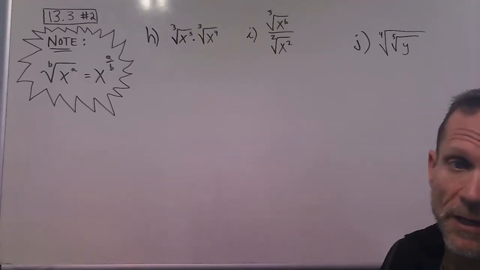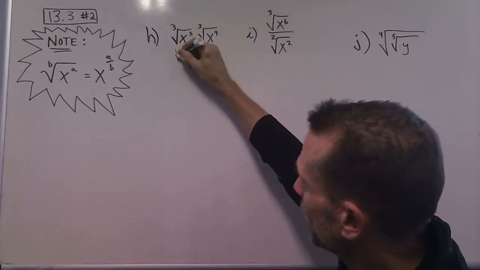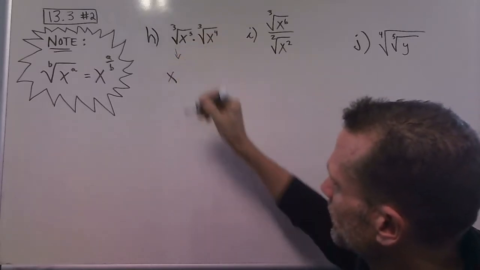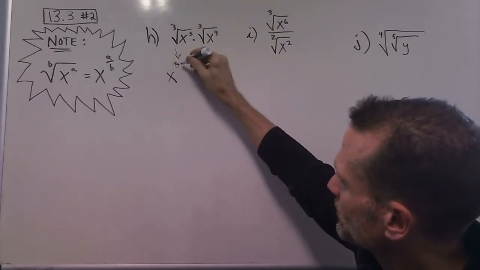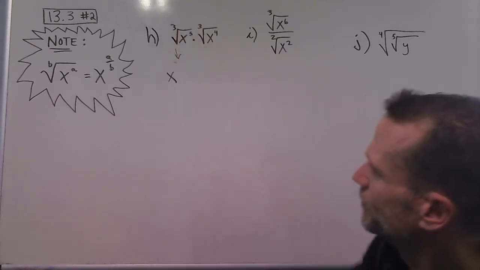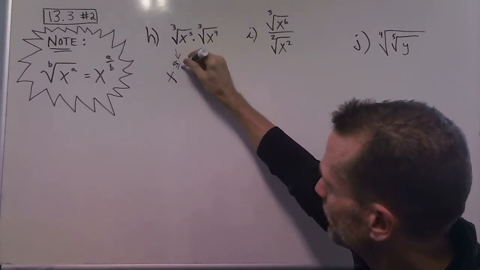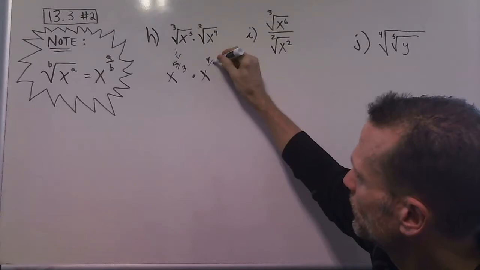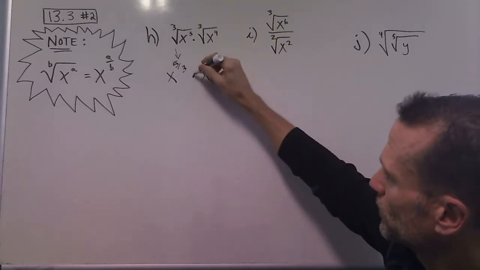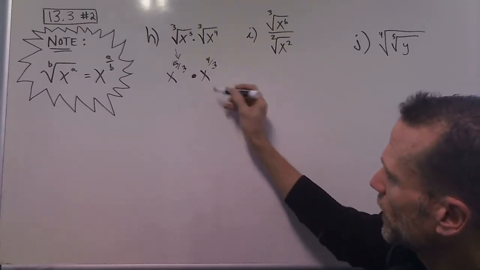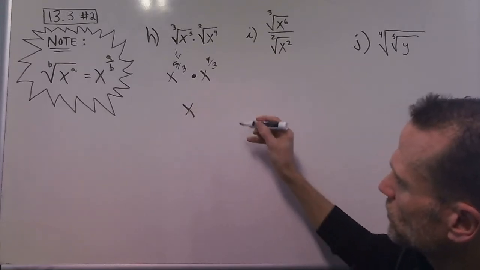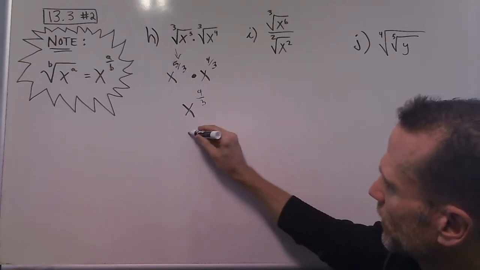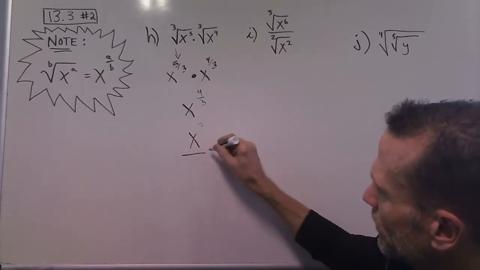A nice way to handle this problem is to look at this as a rational exponent, and we can write that as x to the 3/5, to the 5/3, and then x to the 4/3. Then we can apply our power rule here. When we are multiplying like bases, we add the exponents, so we get 9/3, and then that simplifies to x to the 3rd.